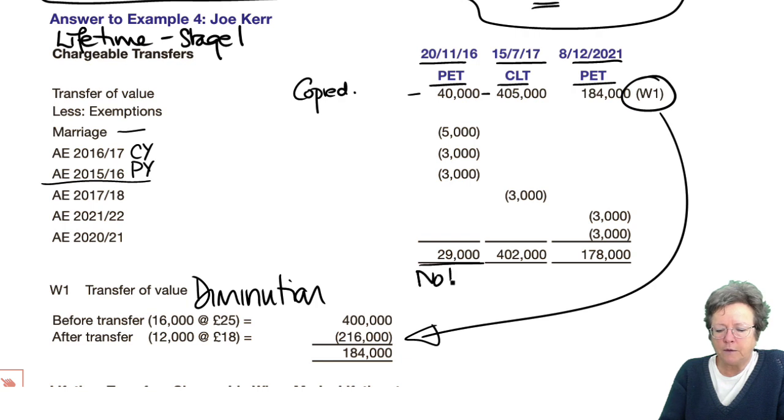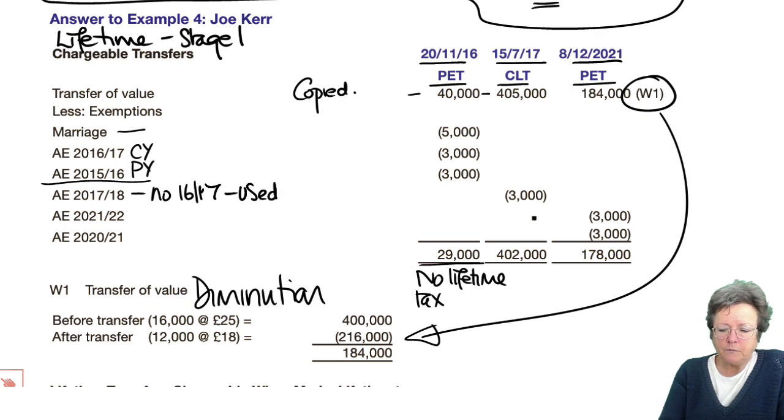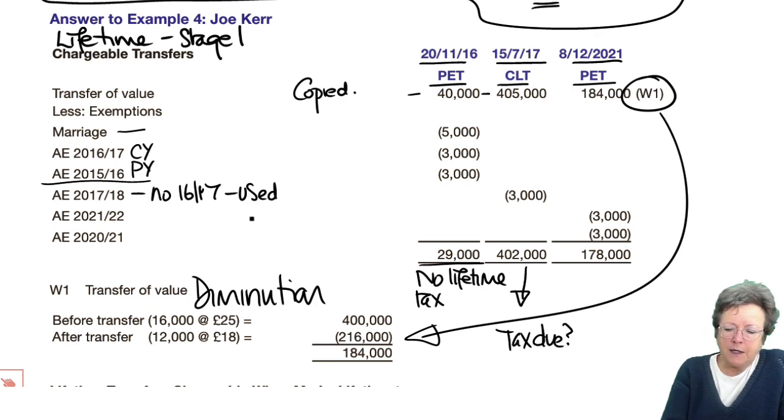No lifetime tax because it's a PET. Then we've got 17, 18. Now, there's no 16, 17 because it's been used. So now we're going to have to work out the tax due. And then the PET at the end has two annual exemptions and again, no lifetime tax.